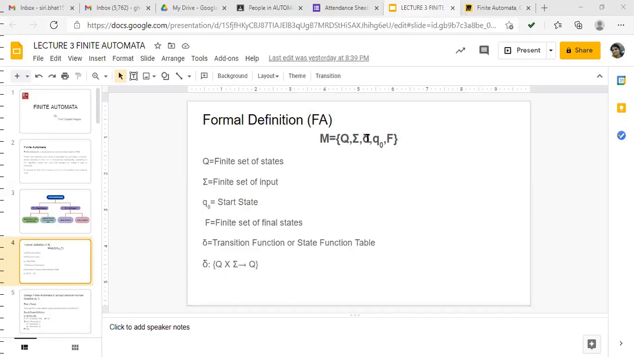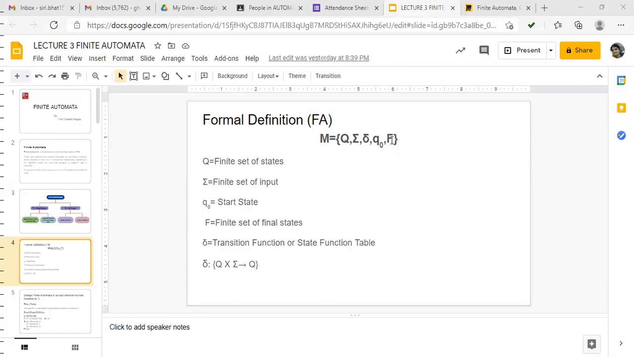This is delta. I'll come to this later. What is Q0? Q0 is the start state. There is only one start state for every machine. That is, the state from which the input reading starts. F is the set of final states. There may be one or more than one final state. You should have at least one final state in the machine. What is this final state? If the string reaches the final state, then the input is accepted. Otherwise, the input is rejected.